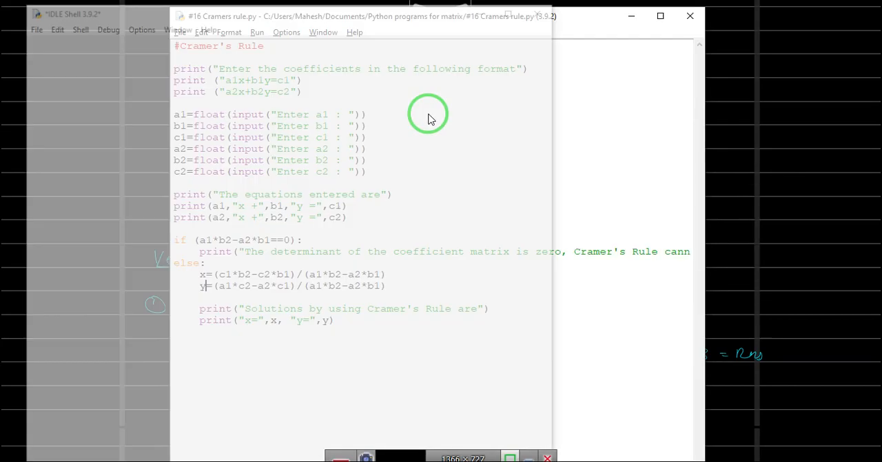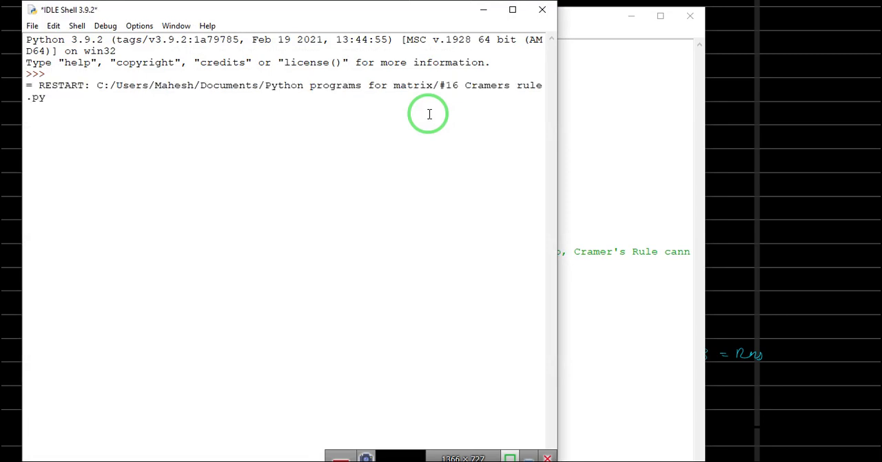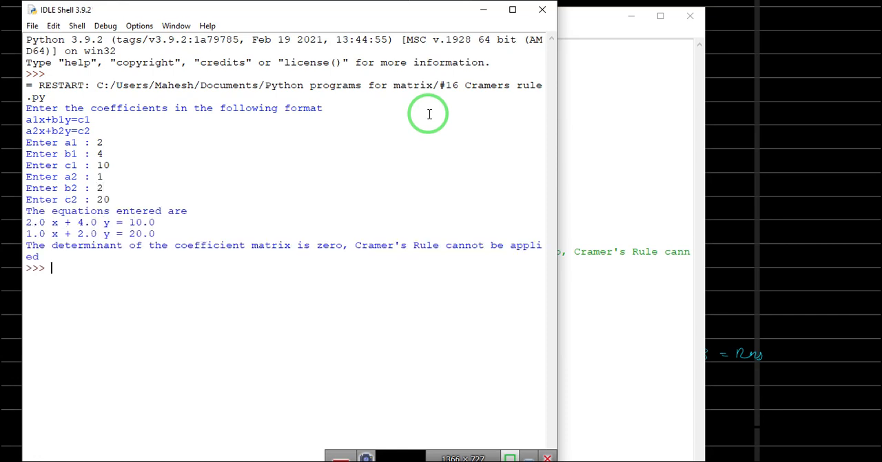Okay. So the determinant will be 2 into 2, 2 into 1. Let me write this one: 2x plus 4y is equal to something, no problem, anything. And for the second equation, 4 into 1, so 1, and 2 into 2, 4, and 20. So if you see, these are the equations entered.